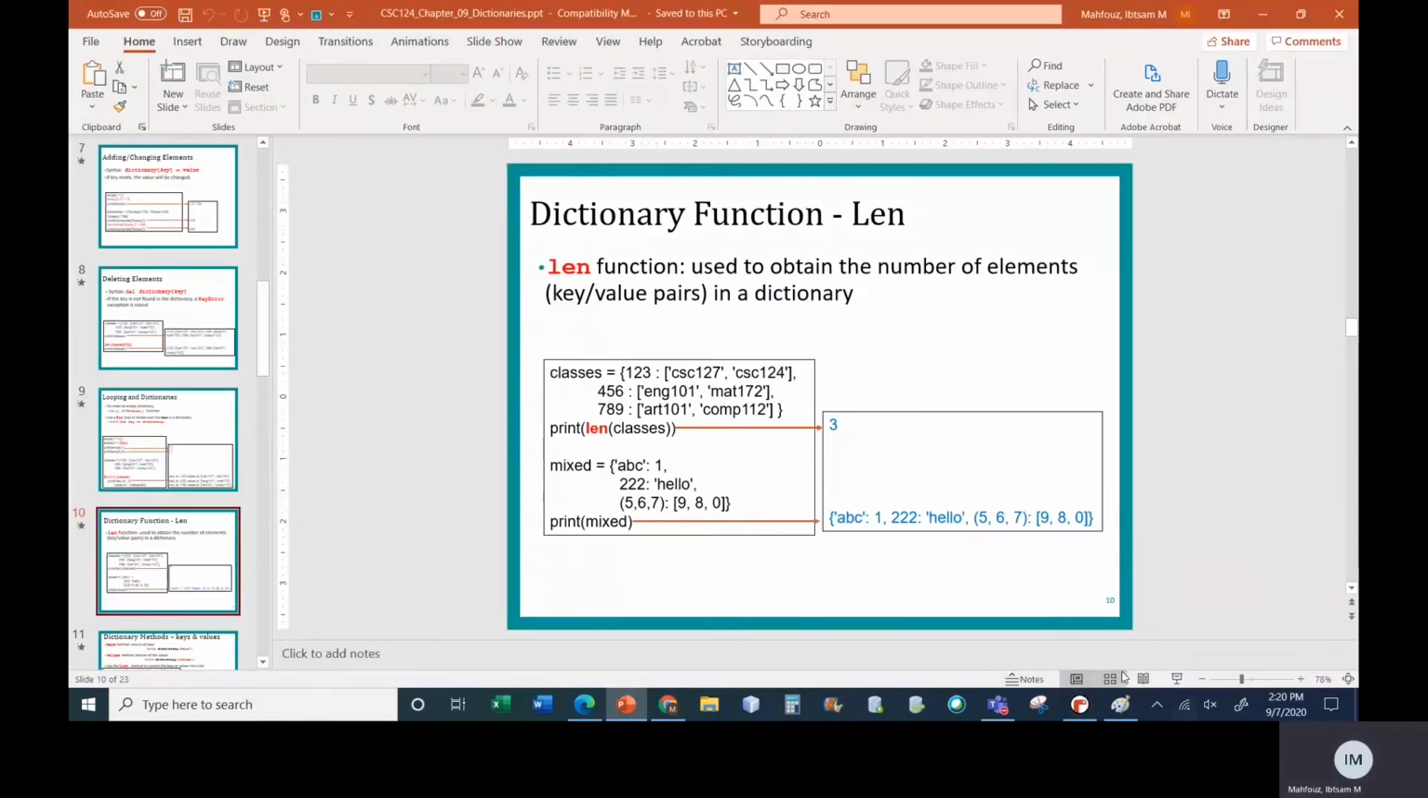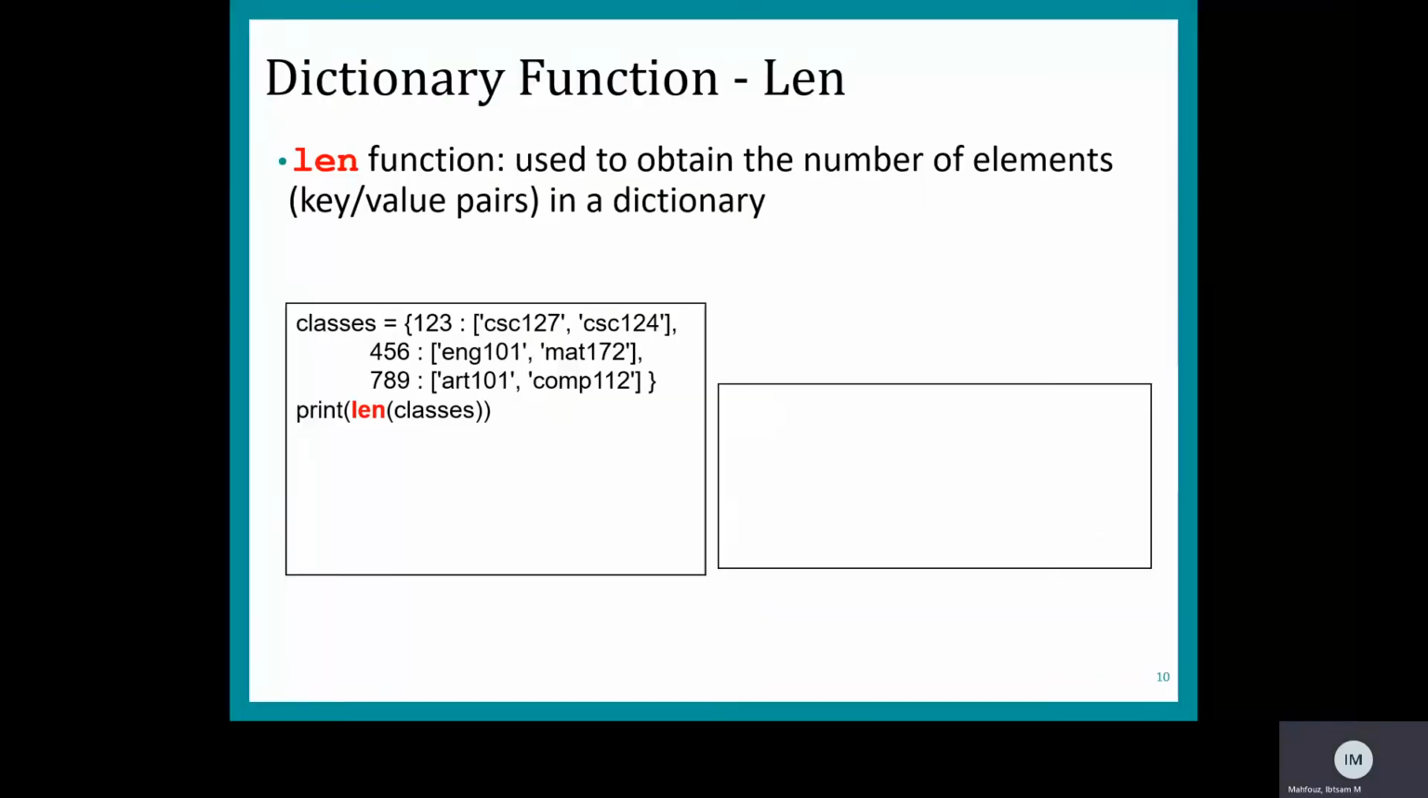Here, let's just look at this example. So here I have a dictionary. If I ask for the length of classes, I have 1 key with a value, 1 key with a value, 1 key with a value. So it's going to tell me that it has 3 items.